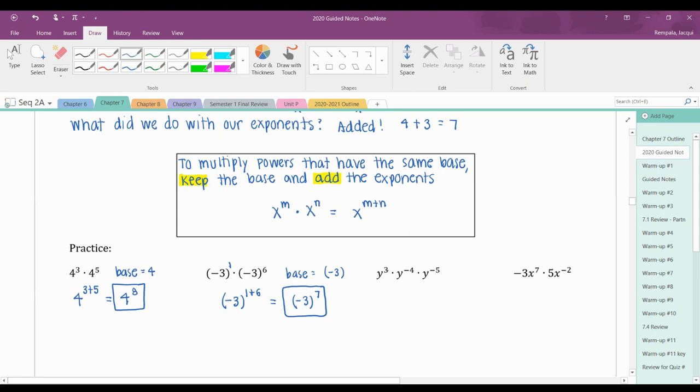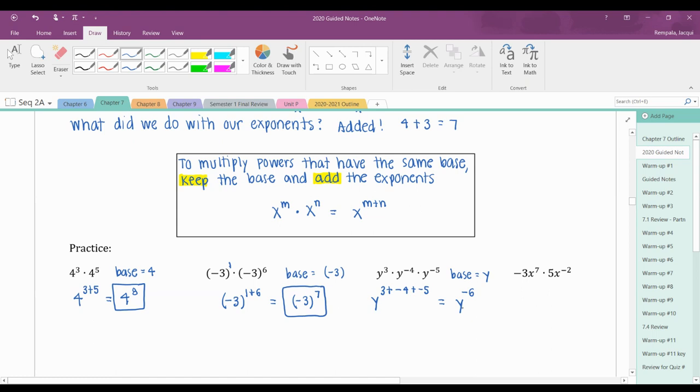In the next one, we've got y to the 3rd times y to the negative 4th times y to the negative 5th. They all share the same base. Even though there are 3 of them, they all have a base of y. Because all of these are being multiplied, we keep the base, and now I'm going to add 3 plus negative 4 plus negative 5. So we add 3 exponents. If you use your calculator, we end up with y still the base, and negative 6 for our exponent.